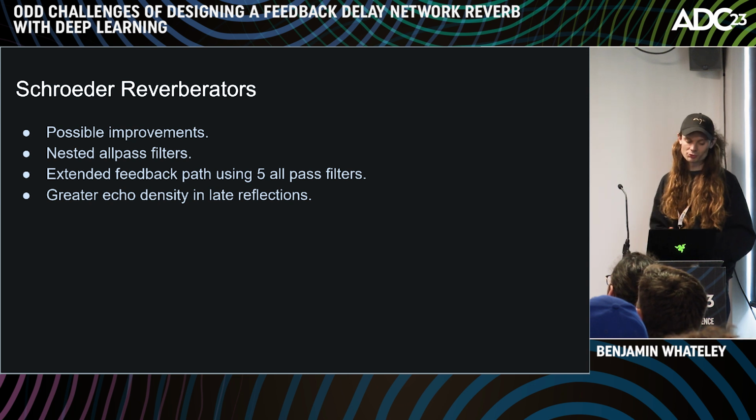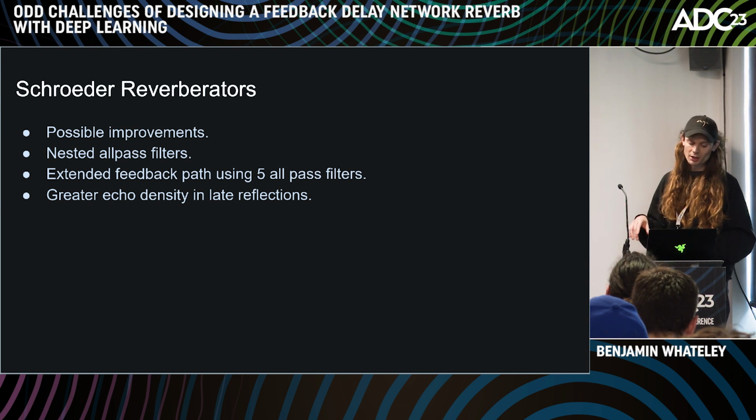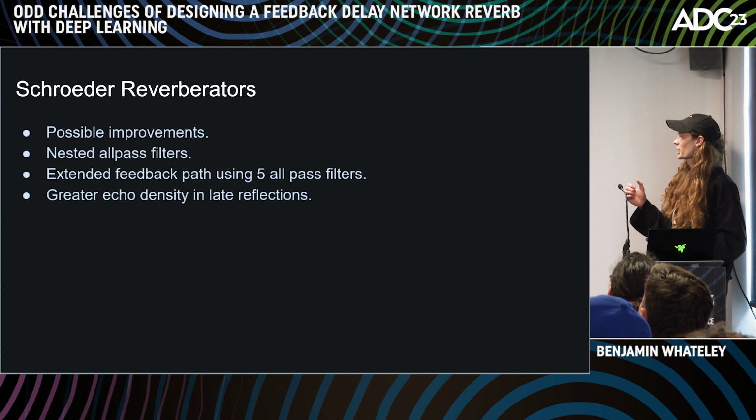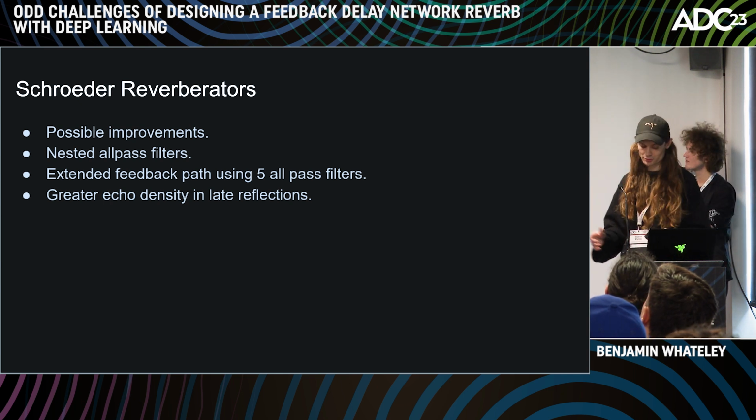Yeah, so this is what I'm talking about, possible improvements. He also talks about nested all-pass filters. And then what he's trying to achieve is this great echo density, or large echo density. So what does this mean? Why is this important?